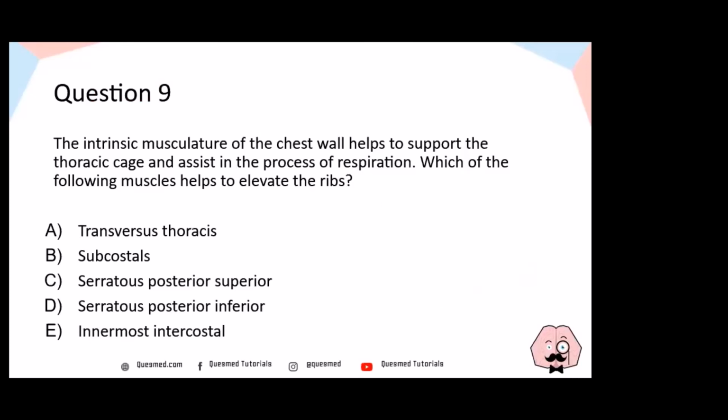So question 9 is moving on to slightly more obscure muscles that you may not have heard about, but see what you think.